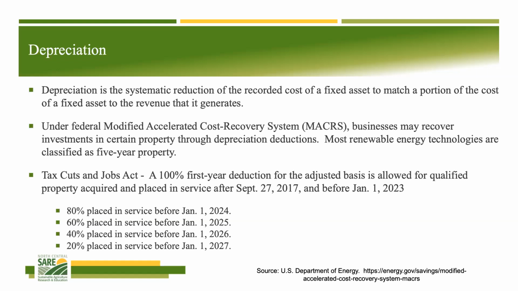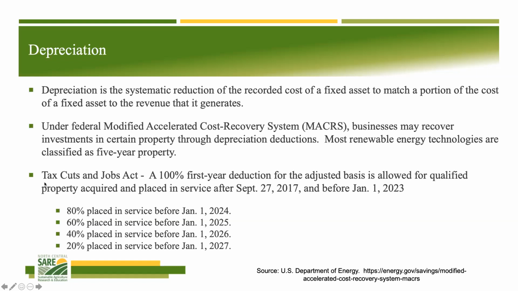And so as an example, we have a 26% ITC at the moment. Half of that is 13. So you would take 100 minus 13, 87% of your total project cost would be the depreciable basis for your MACRS on a 5-year schedule. And we're going to look at an example on the next page.